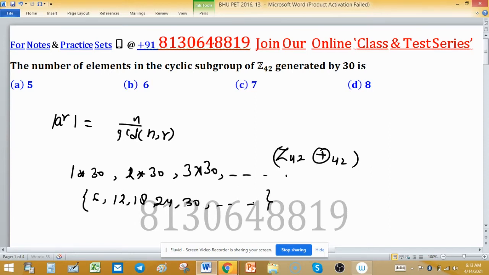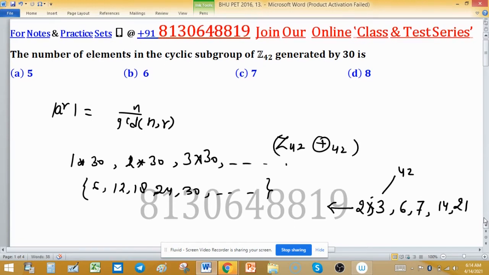Normally, because this is a cyclic group of finite order, the elements in this set will be finite. By Lagrange's theorem, we know that the order of a subgroup divides the order of the group. The group has order 42, so the factors of 42 are 2, 3, 6, 7, 14 and 21. So the possible order of the subgroup may be one of these.